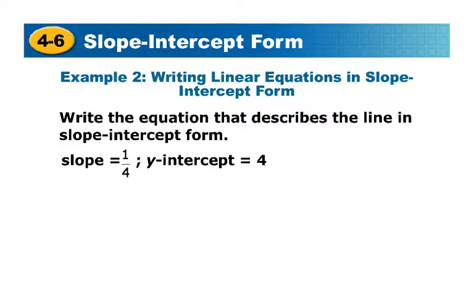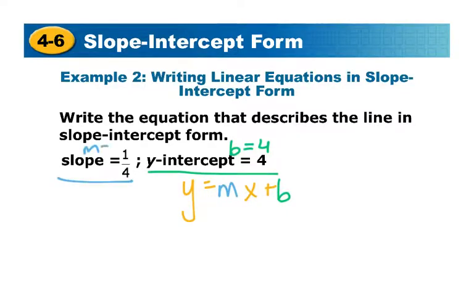All right. So the next thing that they want you to do is, instead of find the pieces, they want you to use the pieces to make the equation. So remember that our equation is y equals mx plus b. And since they're telling us that our b value, or our y-intercept, is 4, we'll replace b with 4. And then they're telling us that our slope, or our m, is 1/4. All we need to do is rewrite this with, instead of an m, a 1/4, and instead of a b, a 4.